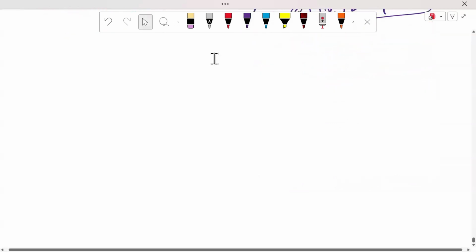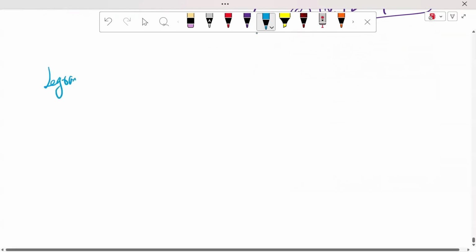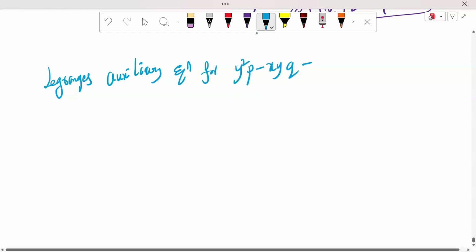Another question, sir, from the previous examination. A very simple and easy question. Lagrange's auxiliary equation, you tell me the answer, sir. This question is from CPGET. The equation is y squared into p minus xy into q is equal to x into z minus 2y. Option A.